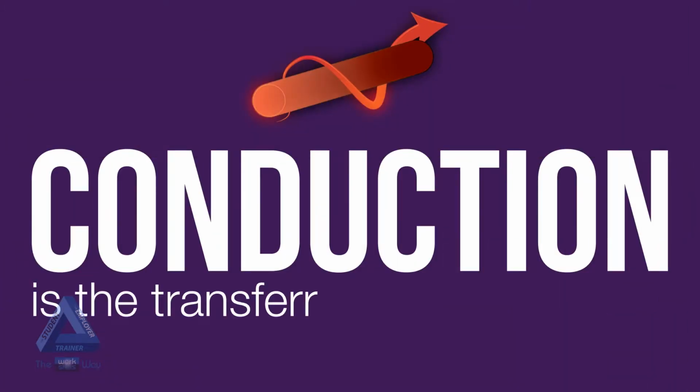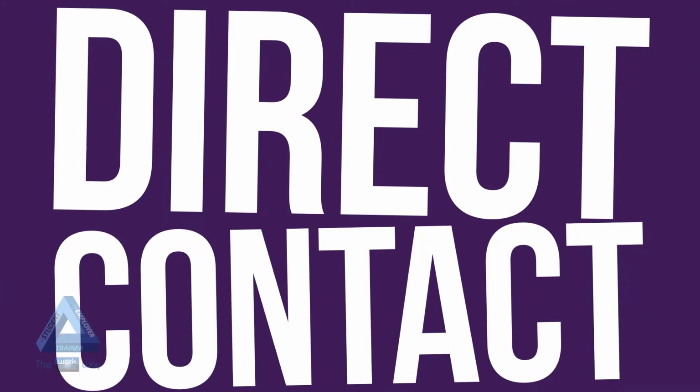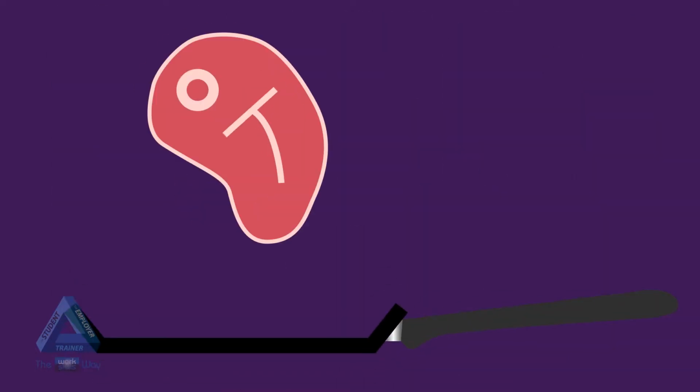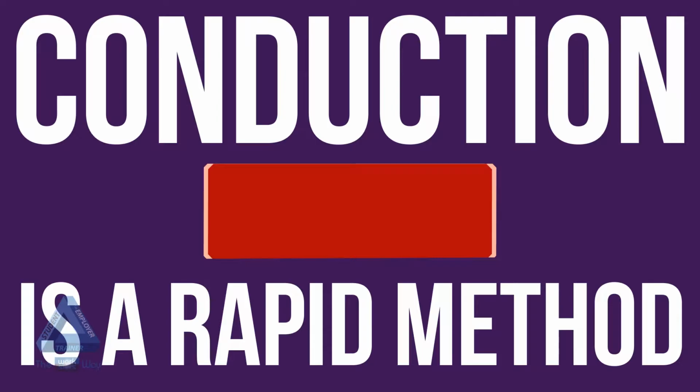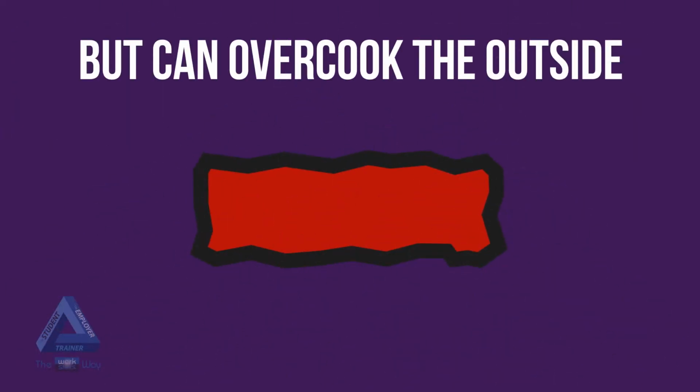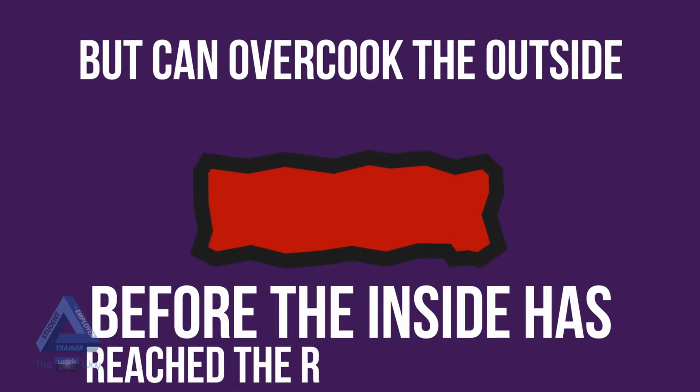Conduction is the transferral of heat through direct contact. When you place a steak on a hot pan, heat will transfer from the pan directly into the steak. Conduction is a rapid method of transferring high heat into foods, but can overcook the outside of the food before the inside has reached the right temperature.